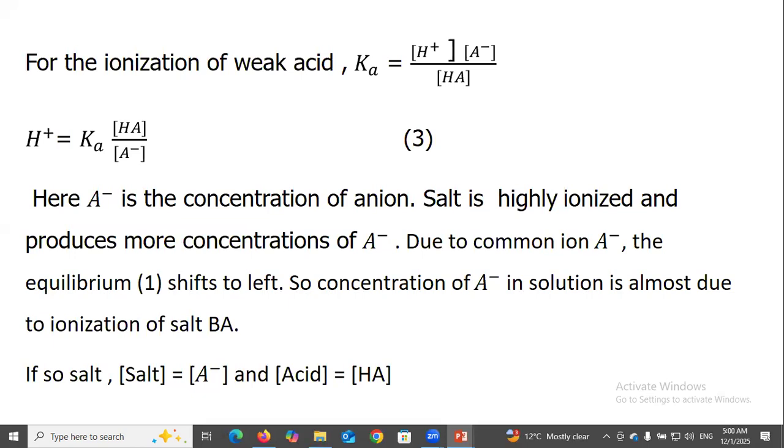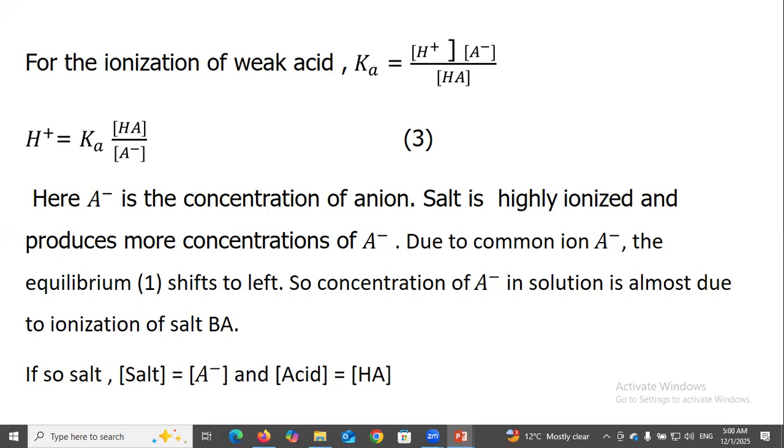For the ionization of weak acid, K equals [H+][A-] over [HA]. So you can write [H+] equals K [HA] over [A-]. Here [A-] is the concentration of anion. Salt is highly ionized and produces more concentration of A-. Due to the common ion A-, the equilibrium shifts to the left. So the concentration of A- in solution is almost entirely due to ionization of the salt.